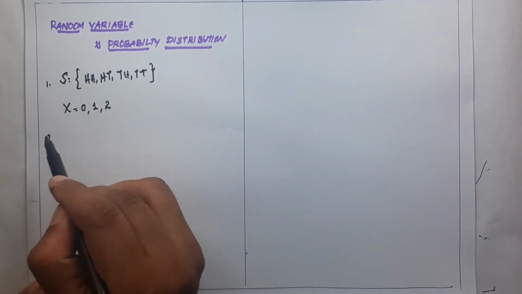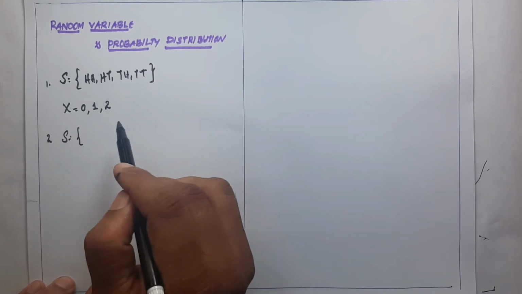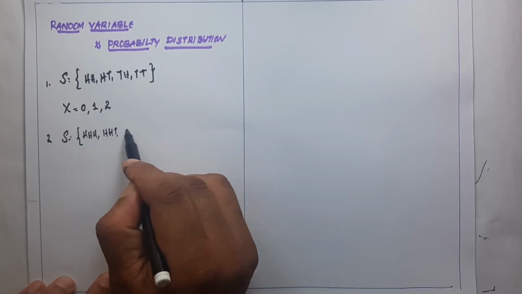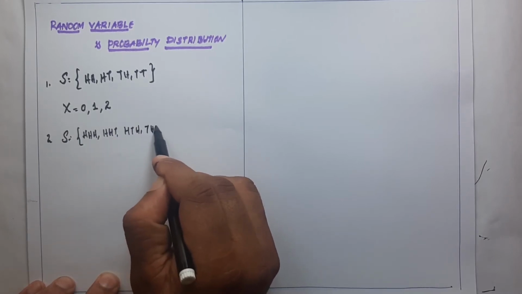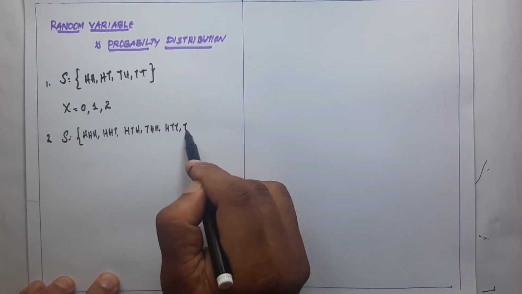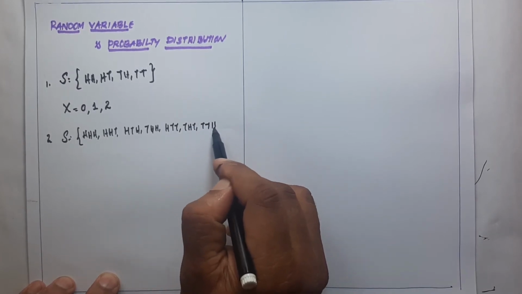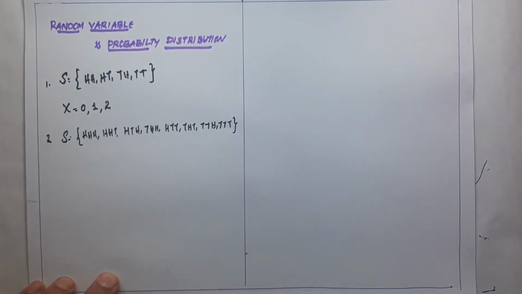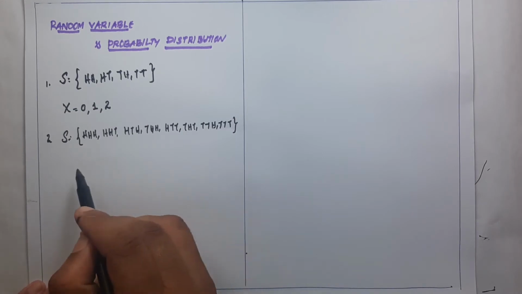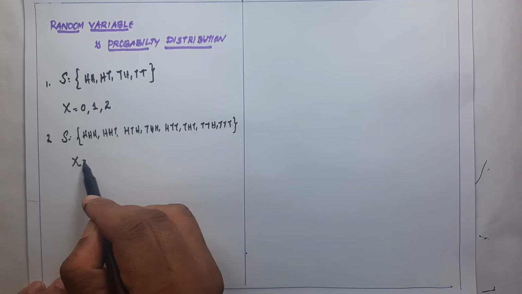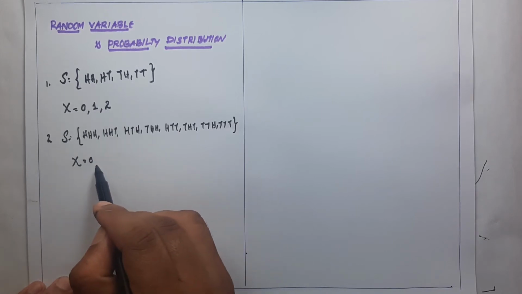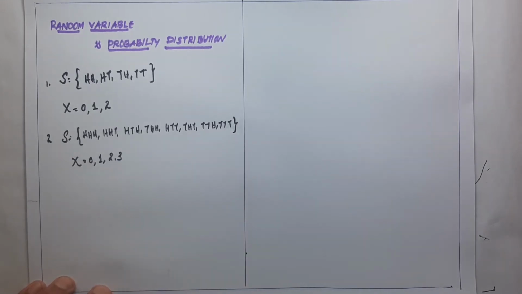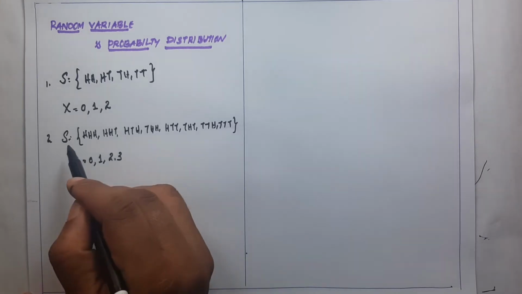Now let us discuss one more question. Suppose a coin is tossed 3 times. The possible outcomes are HHH, HHT, HTH, THH, HTT, THT, TTH, and TTT. Let capital X denote the number of tails in each outcome. In HHH, there is no tail, then 1, 2, and 3. These values 0, 1, 2, 3 are called the random variable of the random experiment.